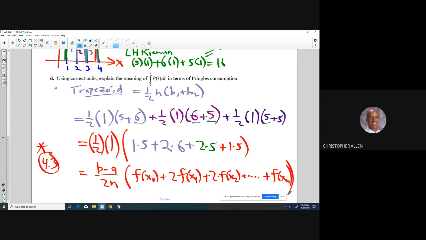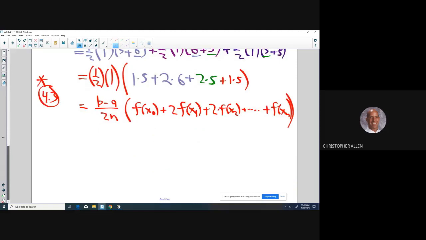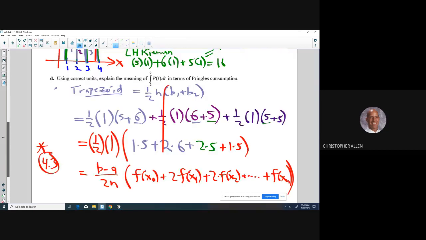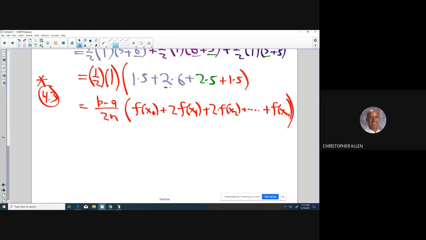Here is the formula, and you might think, Mr. Allen, I don't see the connection between these two. Remember when I said we had to multiply this 6 twice? That's why there's that 2 there. Remember I said we had to do this one twice? That's why there's a 2 there. But the first one and the last one, that's why there's no 2 there.